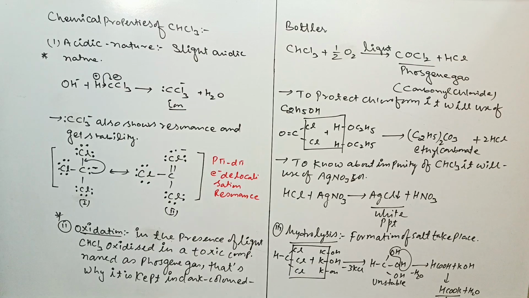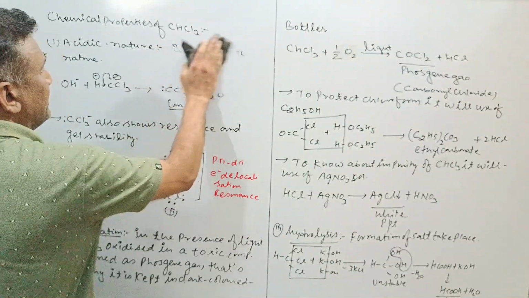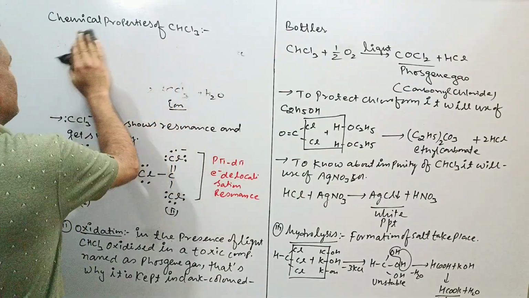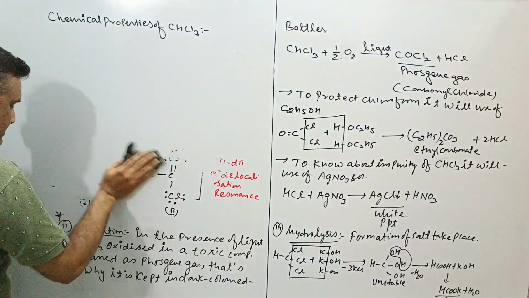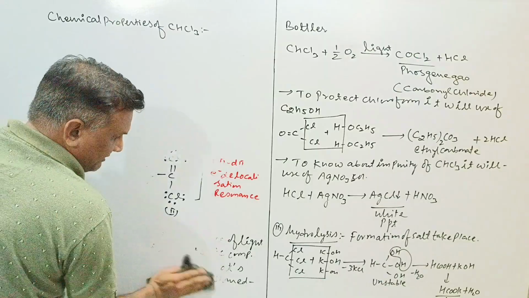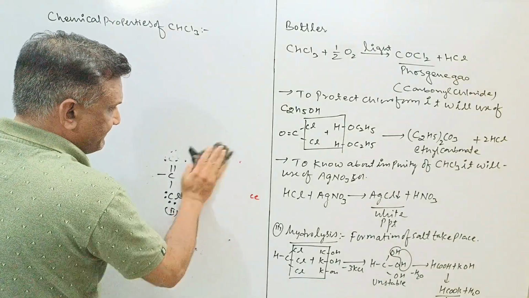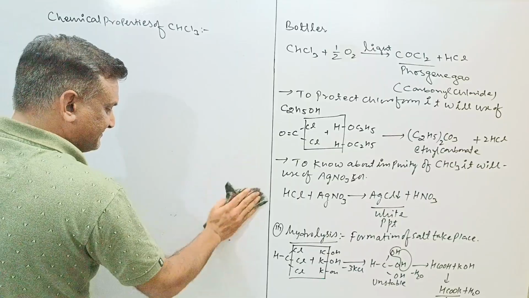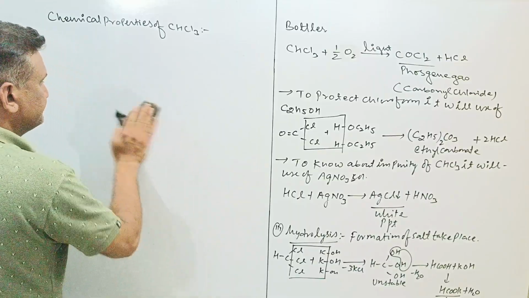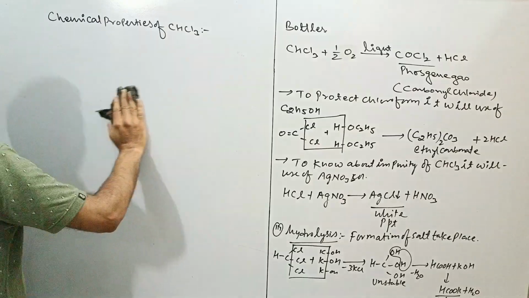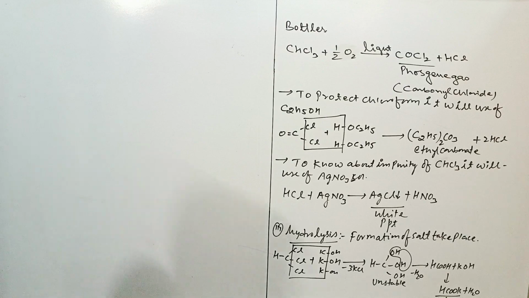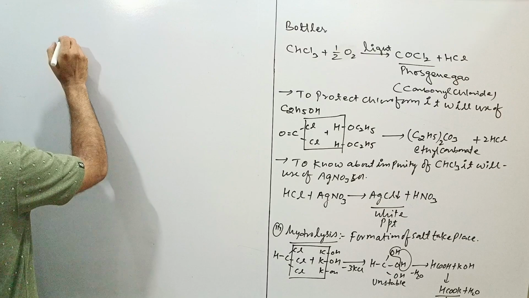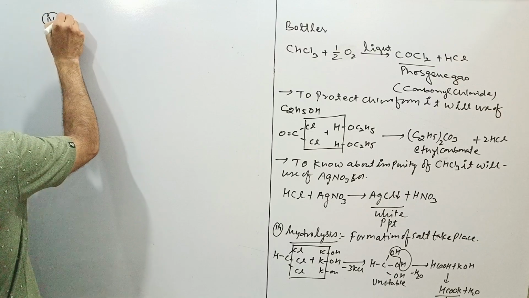Now it is time to discuss the next property regarding the chemical properties of your chloroform. It is a very important compound, and this compound will help you in a lot of properties. So let us begin. This is the fourth chemical property, which is your reduction.